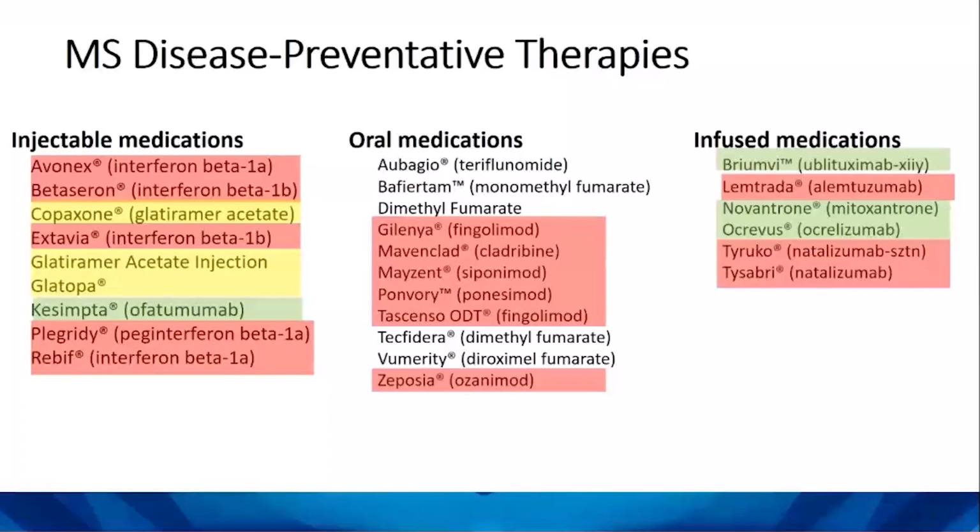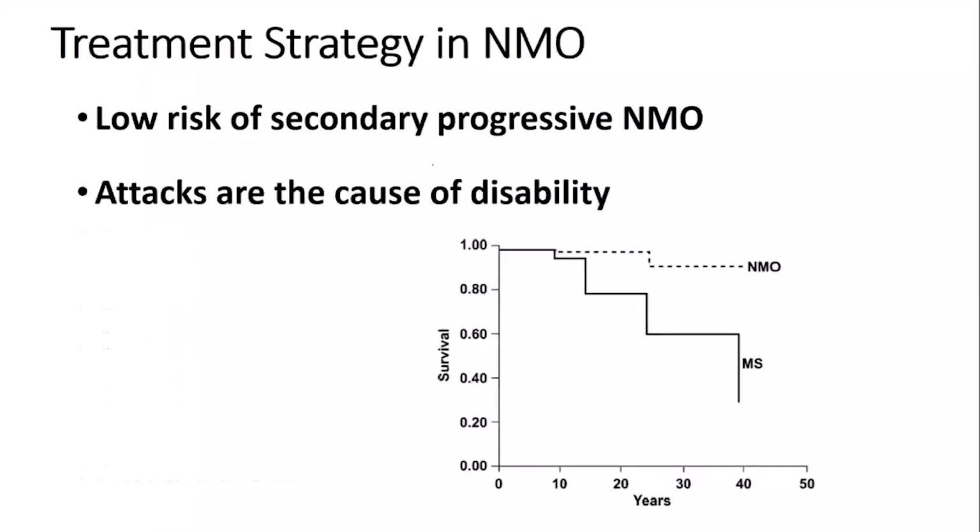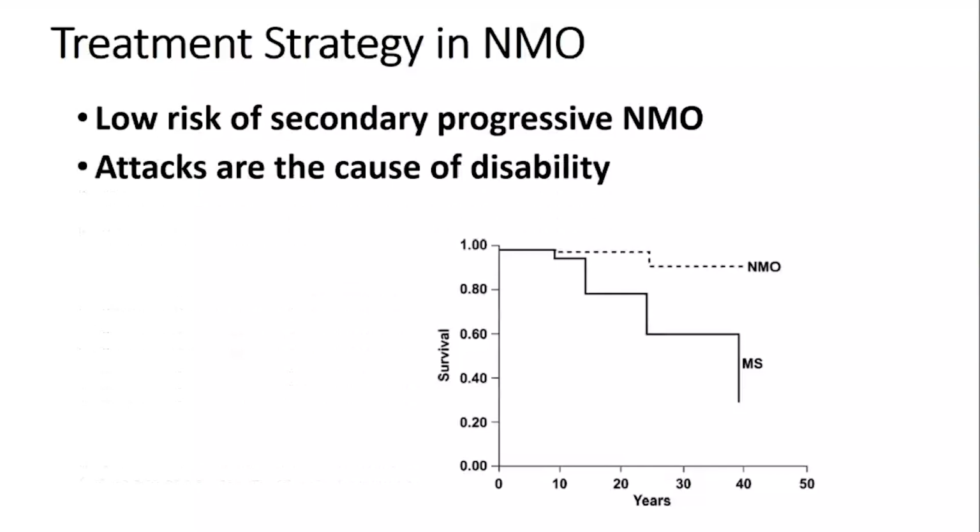But in neuromyelitis optica, we have a little benefit that we don't have in MS. And that is in neuromyelitis optica, there isn't any progressive phase to the disease. Everything is attack driven. So if we prevent attacks, we're preventing the disease from making people progressively worse. And so attacks are the cause of disability in neuromyelitis optica. And so the strategy obviously is attack prevention.